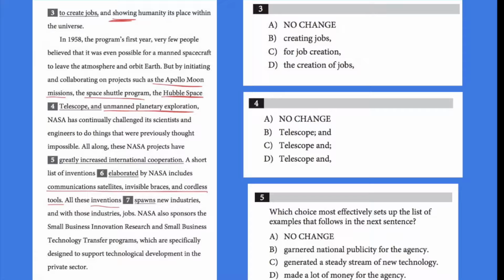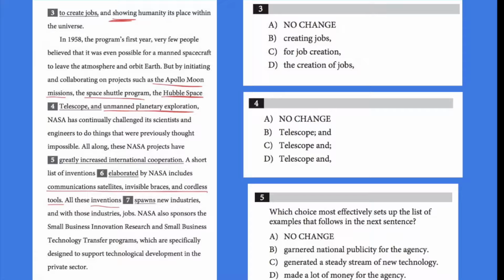But by initiating and collaborating on projects such as the Apollo moon missions, the Space Shuttle program, the Hubble Space Telescope, and unmanned planetary exploration, NASA has continually challenged its scientists and engineers to do things that were previously thought impossible. For question 4, we are also given a list. In this case, however, notice how all components are in parallel form, as they are all nouns. Instead, we are asked about punctuation.